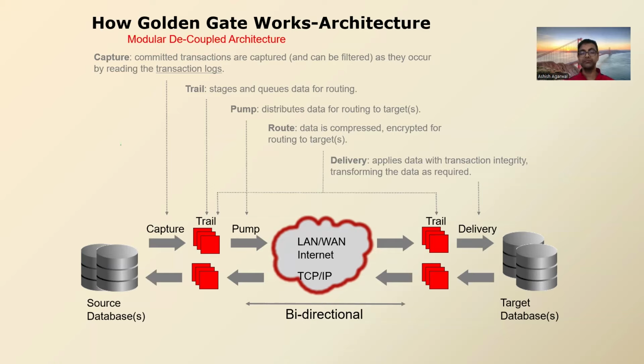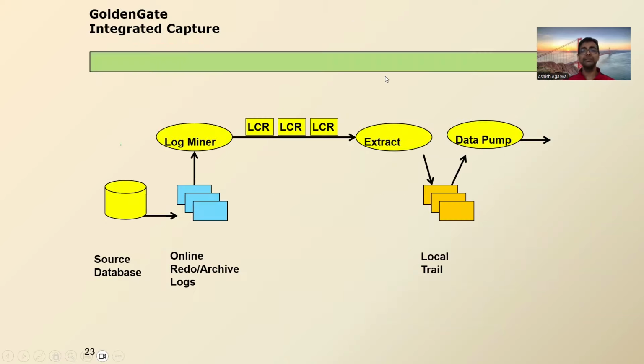How is that possible? If I look at this logically, the classic extract directly establishes the connection with the source database and captures the changes directly. There is no intermediate layer in between. However, if I look at the architecture of integrated extract, between the extract and the transaction logs there is one more layer, which is log miner, right?